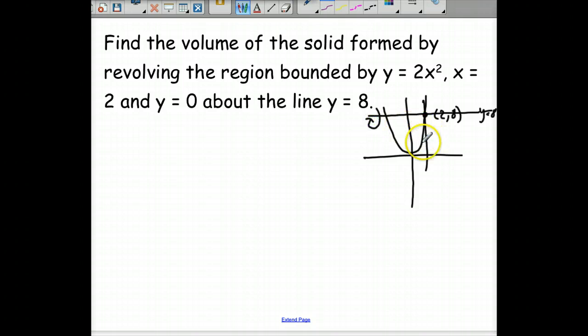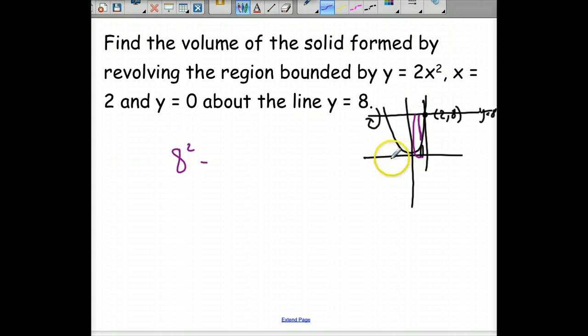Around that line. So does this region completely lay on the axis of revolution? No, it's just touching in one point. So our rectangles have to be perpendicular to the axis of revolution, and our outer radius is the distance from the axis of revolution to the farthest side, which is all the way to here. So how far is that? That's 8. So that's the outer radius squared, minus, and then I need this distance here.